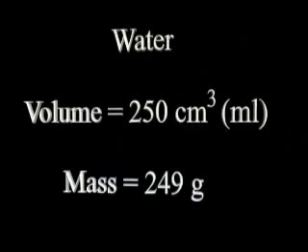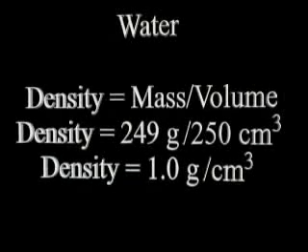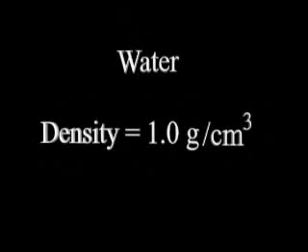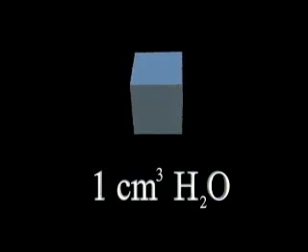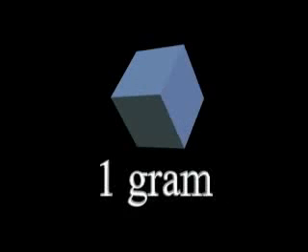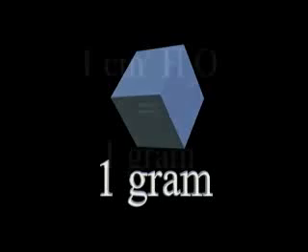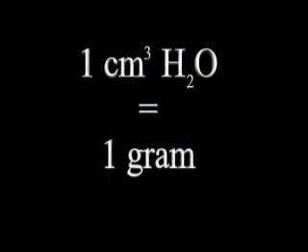Doing the math, we divide mass by volume, and rounding the answer to 1 decimal place, we determine the density of water to be 1 gram per cubic centimeter. That's interesting. 1 cubic centimeter of water has a mass of 1 gram. This is not a coincidence. If you research the history of the metric system, you will find that the first standard metric unit of mass, the gram, was defined as the mass of 1 cubic centimeter of water.